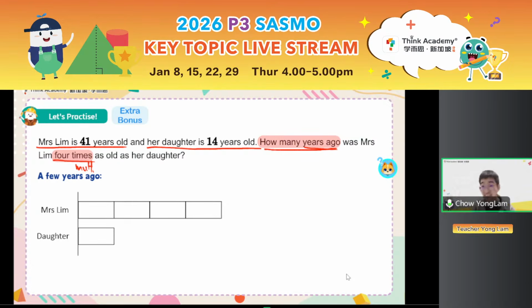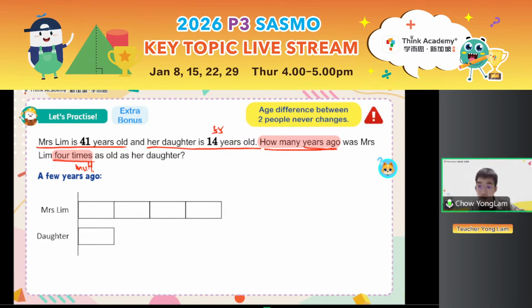Can I just find the sum? I mean, you can try to find the sum. You know that their sum is 41 plus 14 this year, right? Again, this year, their sum is 55. But do you know their sum a few years ago? Can you even find their sum a few years ago? You don't know how many years ago was it, right? Is it 1 year ago, 10 years ago, 15 years ago? You never know. So you cannot work backwards to find the sum, right? The sum is not useful here.